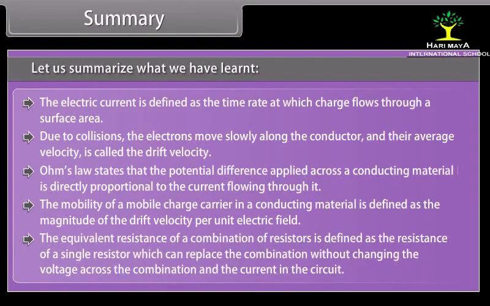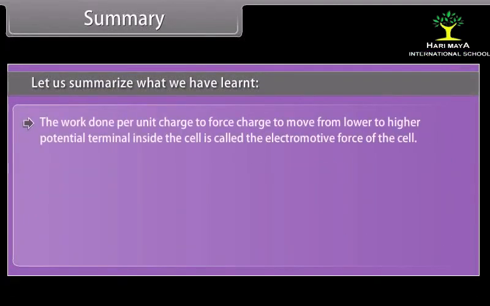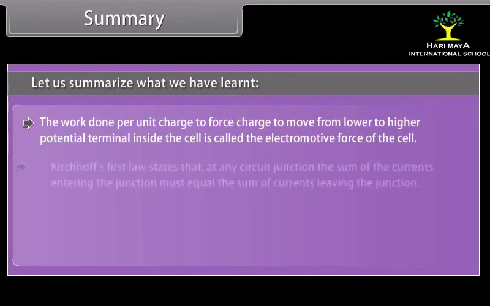The equivalent resistance of a combination of resistors is defined as the resistance of a single resistor, which can replace the combination without changing the voltage across the combination and the current in the circuit. The work done per unit charge to force charge to move from lower to higher potential terminal inside the cell is called the electromotive force of the cell.